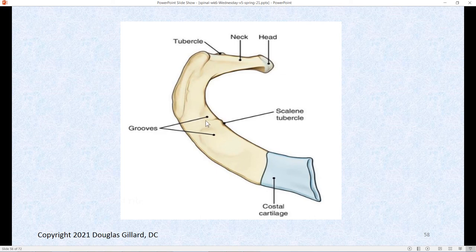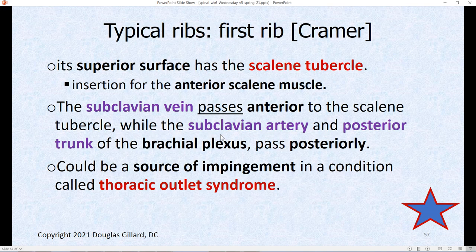It's also got a tubercle, the scalene tubercle, here where the anterior scalene attaches. And then posteriorly, it's still got a head, it's got a neck, and it's got a tubercle, but it's real short and real flat, and it sits at a very horizontal plane. So, yep, it has a scalene tubercle on it.